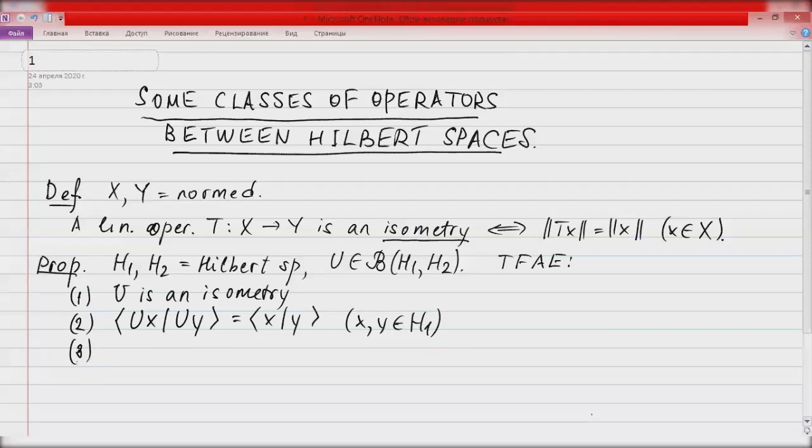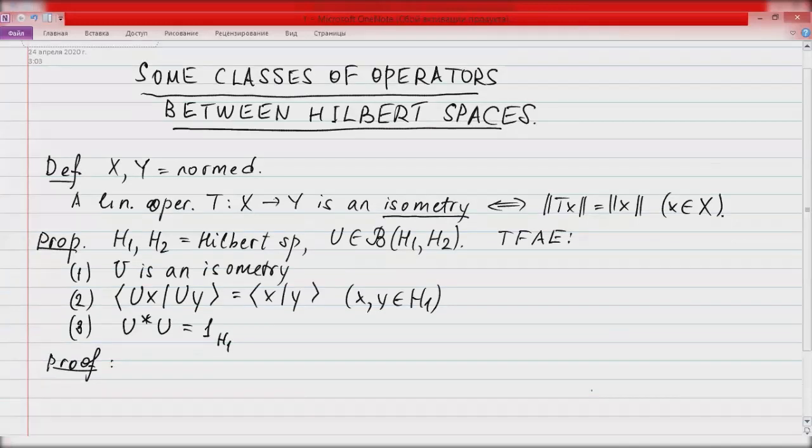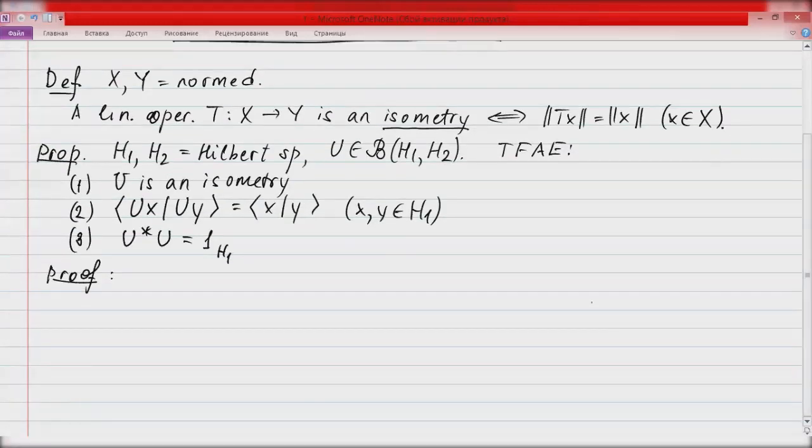And property 3 is the following simple algebraic formula. U star U is the identity map on H1. Okay, now let's start to prove this. Let's start with condition 3. So this equality holds.